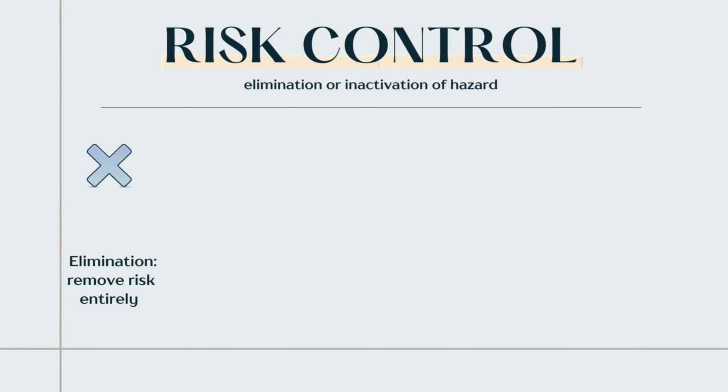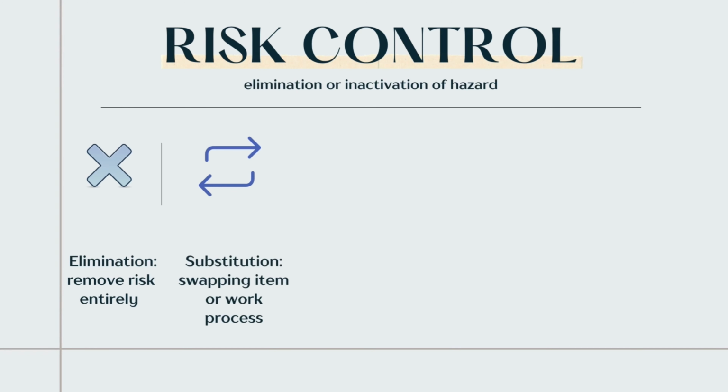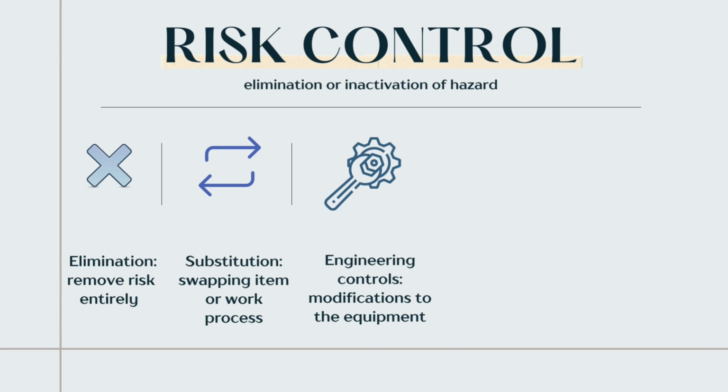Next, risk control is the elimination or inactivation of hazard. There are five risk control methods, from the most effective to the least. Firstly, elimination. This can be done by removing the risk entirely from the workplace. Secondly is substitution, in which an item or work process is swapped for a safer one. Thirdly is engineering controls. This is where modifications are made to the environment or equipment that poses the risk.